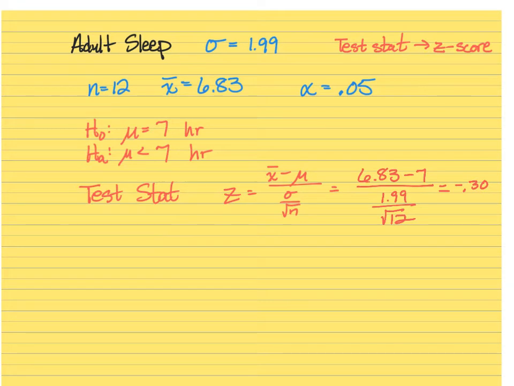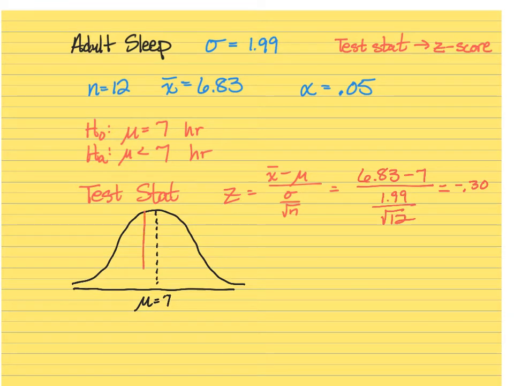In the p-value approach, remember how this works? We need to find the p-value next, and in order to find the p-value, we start by drawing the picture. The claimed mean is right there in the middle, 7. Our sample is right down here at 6.83. And so we need to find this area. This area right here is the p-value. It's a one-tailed test because the alternative is that we think the mean is less than 7. So we need to find this green area.